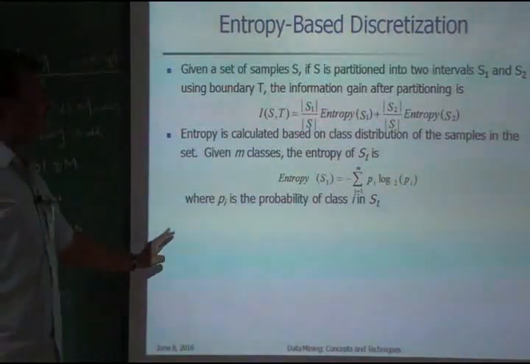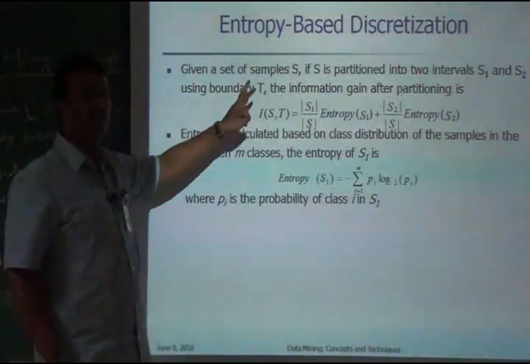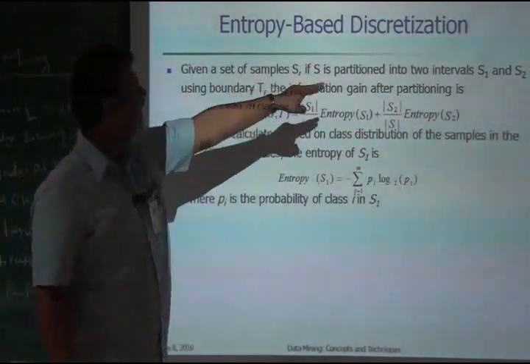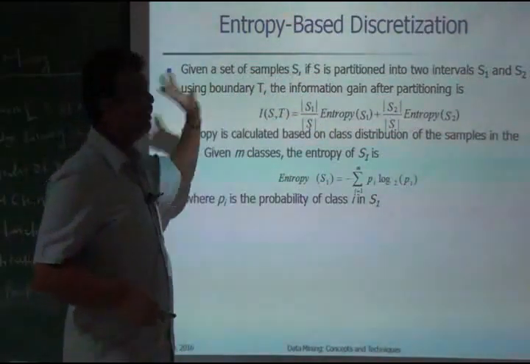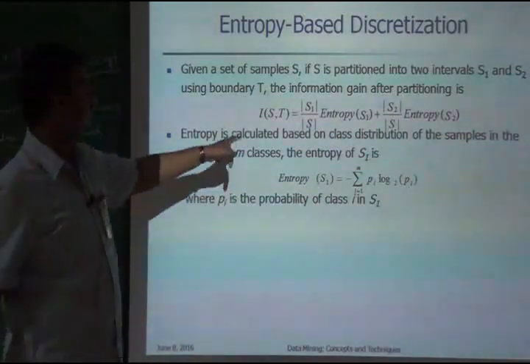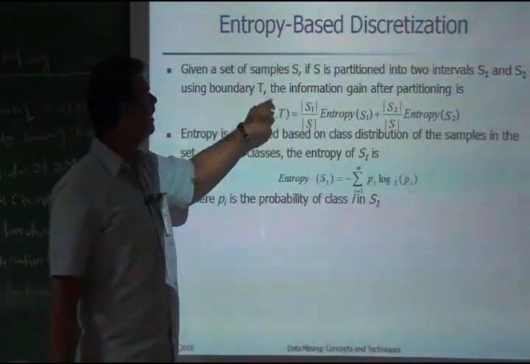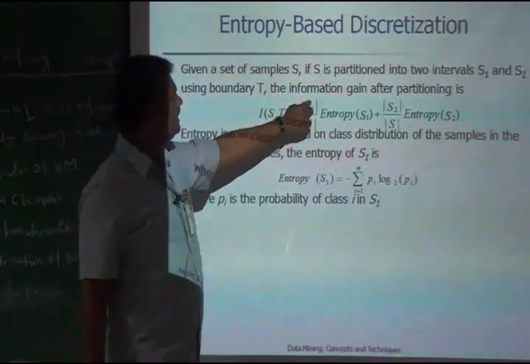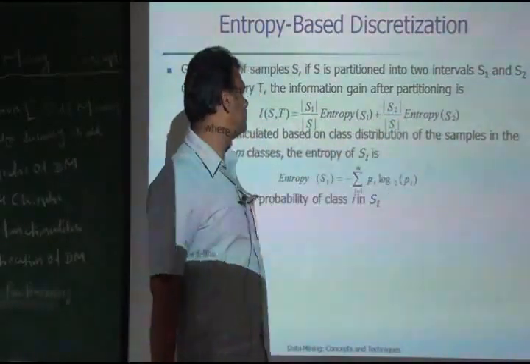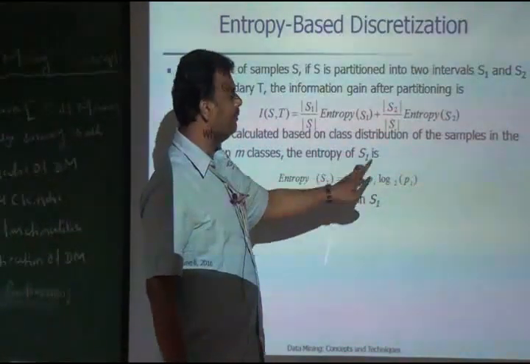These are the different methods for discretization. The first one is entropy based discretization. For a given set of samples S, we partition the range into intervals S1 and S2 using the boundary T. Then we calculate the information gain after the partitioning. The formula is I of S comma T, where T is the boundary and S is the sample, equal to S1 divided by S times entropy of S1 plus S2 divided by S times entropy of S2. What do we mean by entropy of S1? It is minus sigma i equal to 1 to m of Pi.